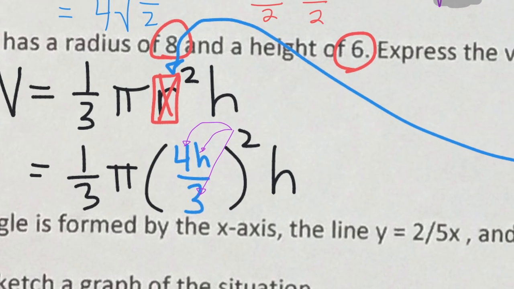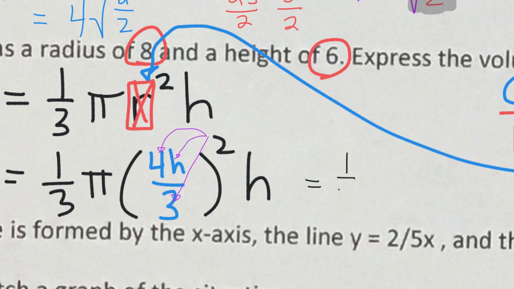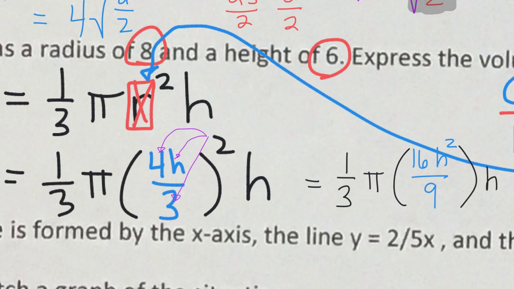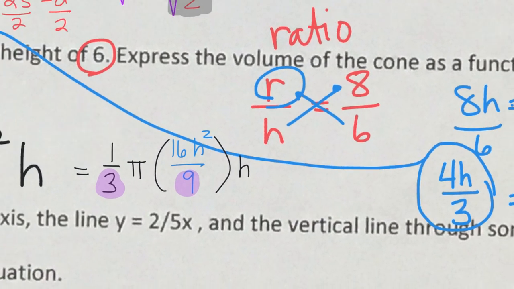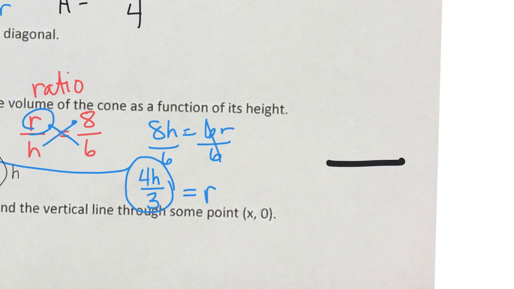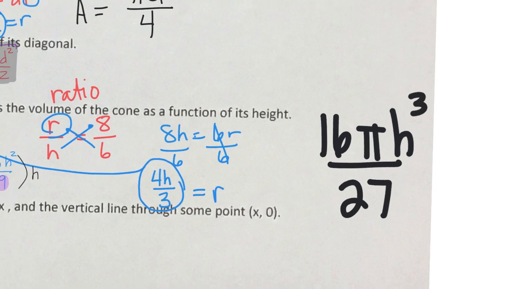Okay, so we still have your 1/3 in front. We still have pi, but now we have 16 h squared divided by 9, and we're still multiplying that by h. So our last step is to finish this one. So I multiply my denominator of 3 by my denominator of 9. And then everything else is a numerator. So 3 times 9 is 27. And 16 pi h cubed on top.